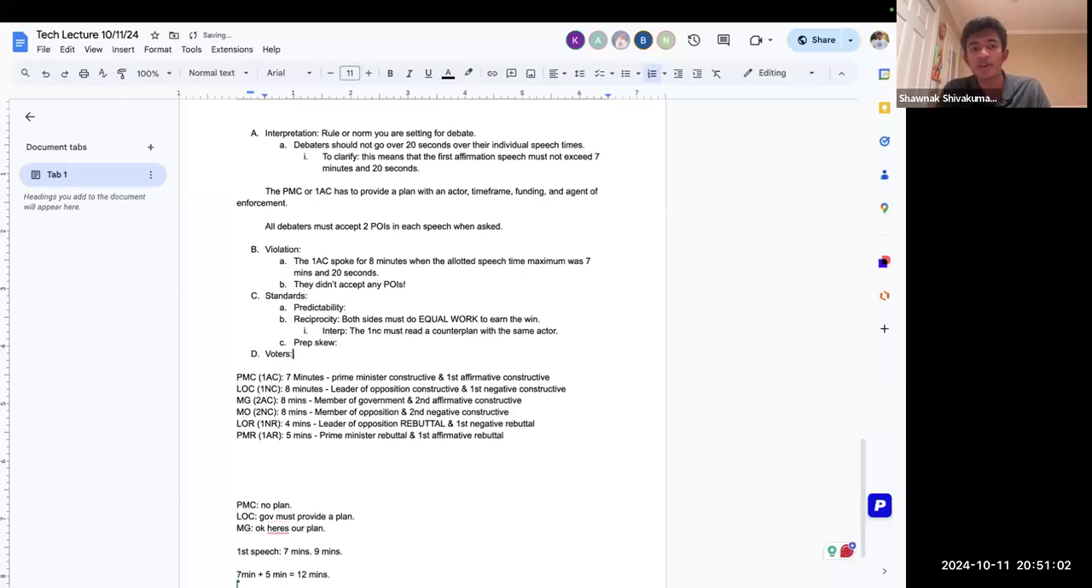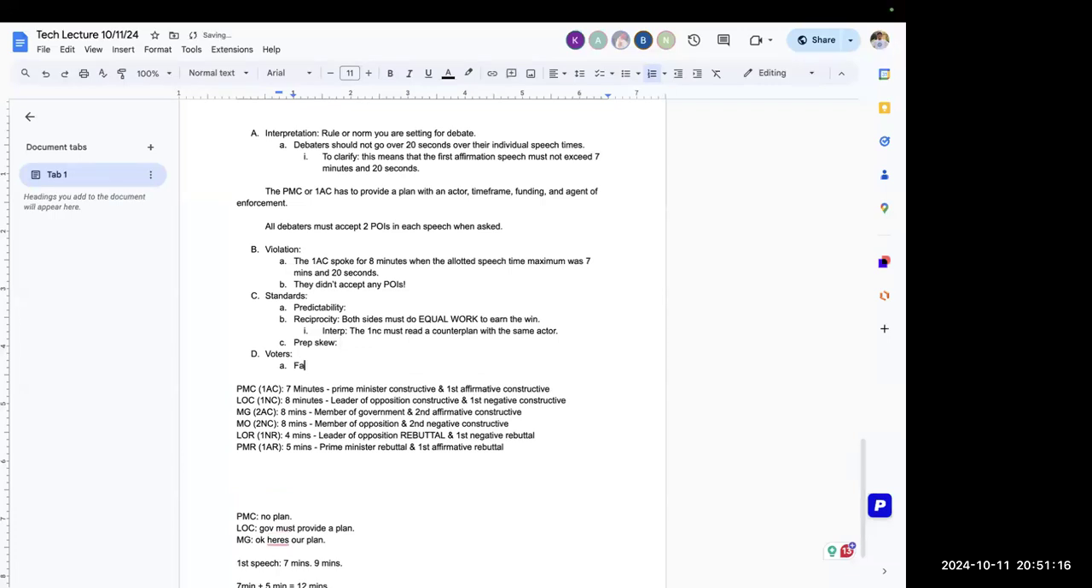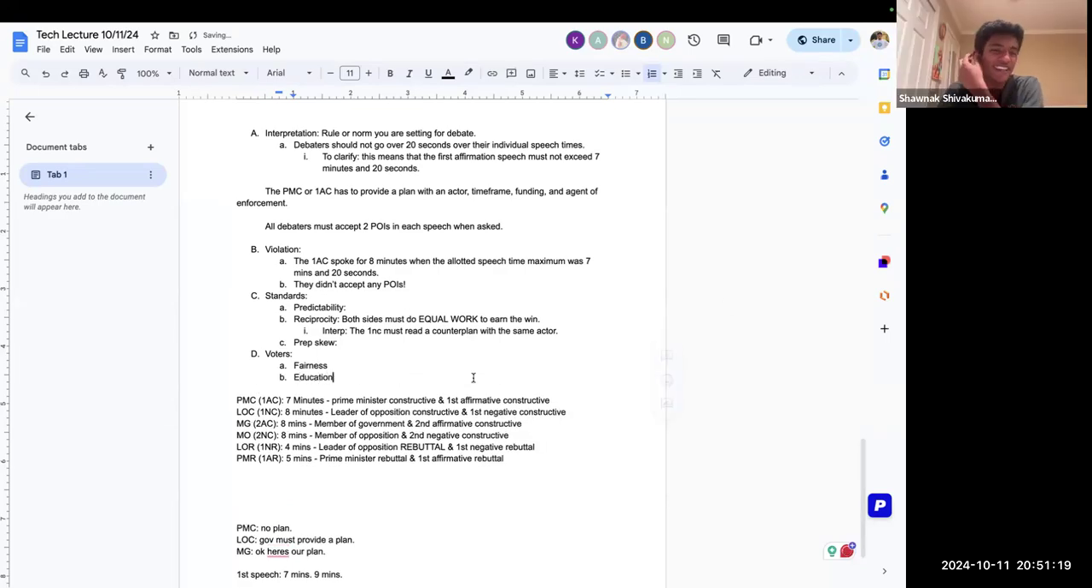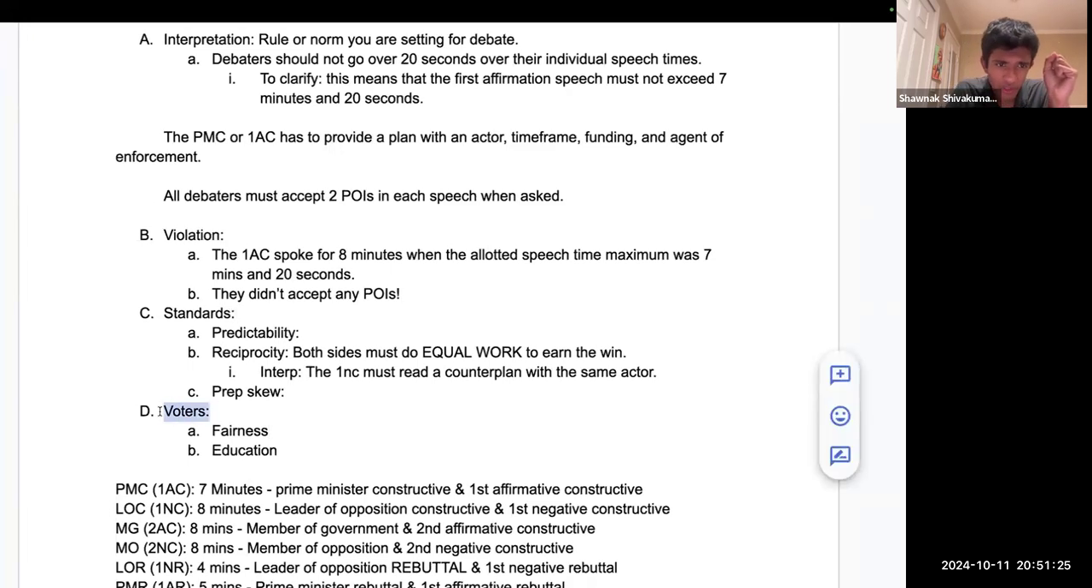Okay. Voters. There are 2 big voters. What are the 2 voters? Fairness and education. What is the difference? Can someone explain the difference between a voter and a standard? Because education and prep skew sound kind of similar. Or fairness and reciprocity, they sound very similar, right? But what's the distinction?